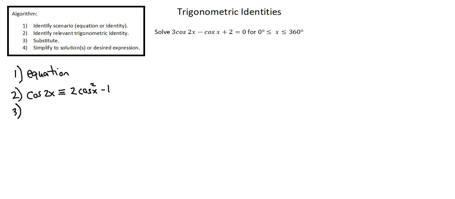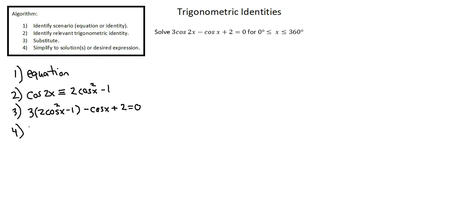Step 3, substitute. So into our original equation, 3 times cosine 2x is going to become 3 times, and replacing cosine 2x, we use 2 cosine x squared minus 1. Continuing with the rest of the equation, minus cosine x plus 2 equals 0.